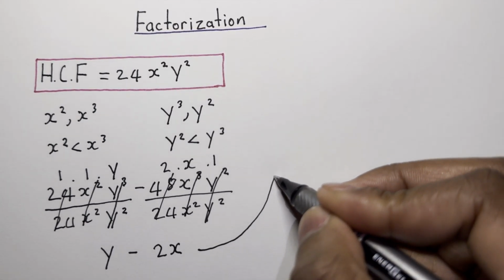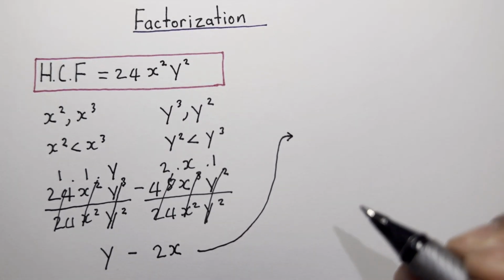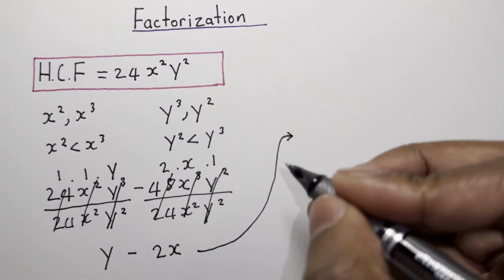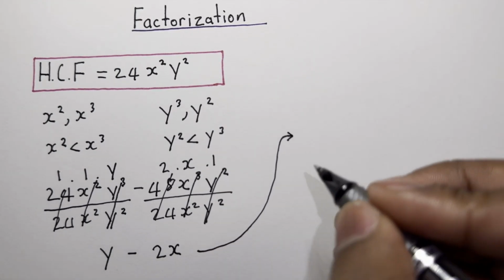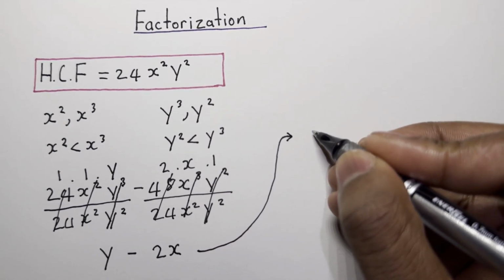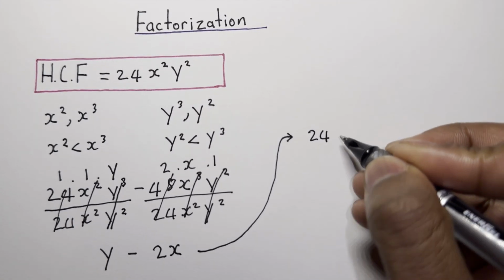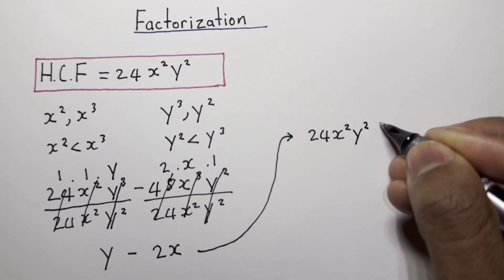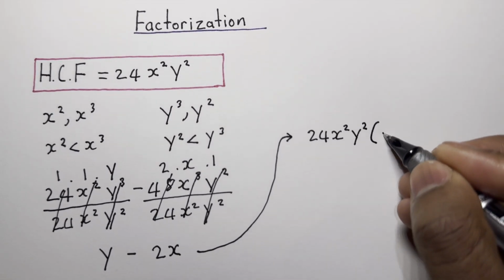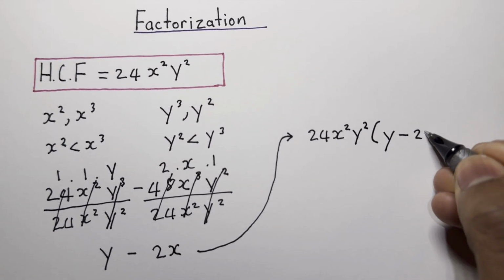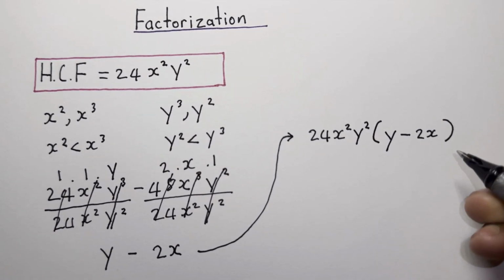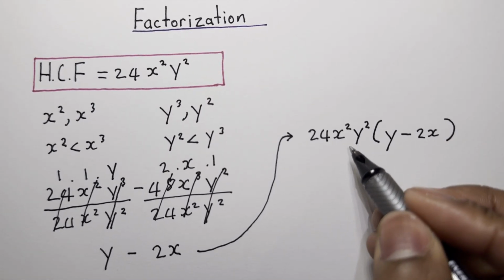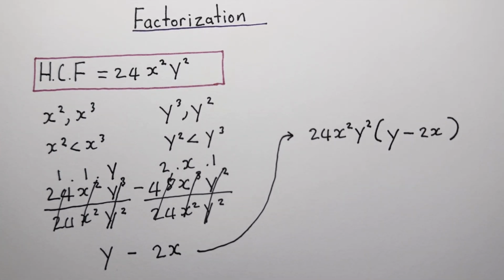Now, our expression is factored. So to write our answer, we have to include the HCF before this expression. So the HCF is 24 x squared y squared, and in brackets we have y minus 2x. So if we multiply this by this, we're supposed to get the expression which we have factored.